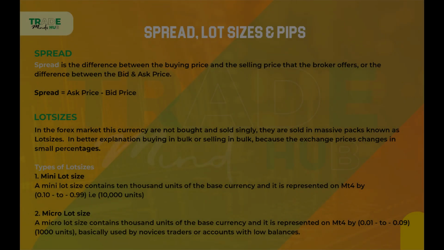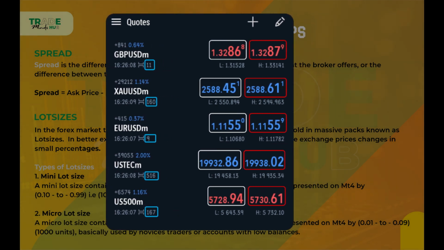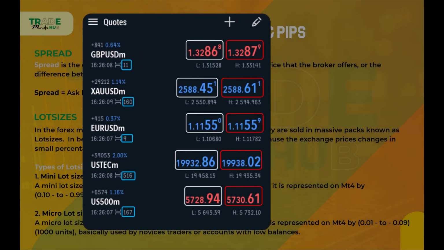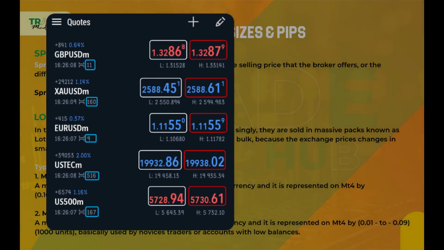The figures in the blue boxes are called the spread. If you look at this image, you can see the blue boxes. GBP USD has a blue box and it's 11. XAU USD has a spread of 160. So Euro USD has a spread of what? 9. That's the difference between the buying price and the selling price. So Euro USD has a spread of 9, which is approximately 0.9 pips or 9 points, while GBP USD has 11 points.